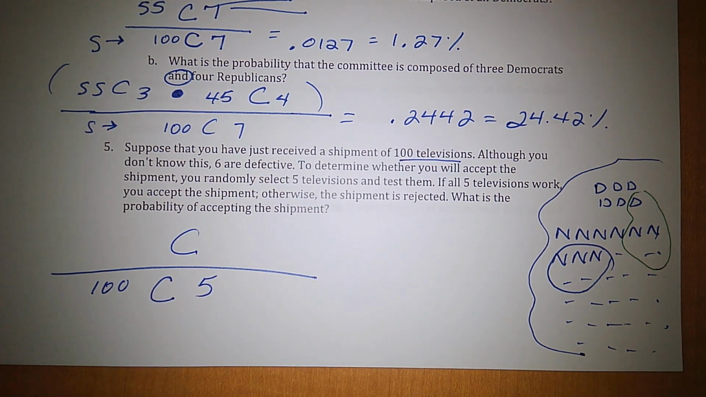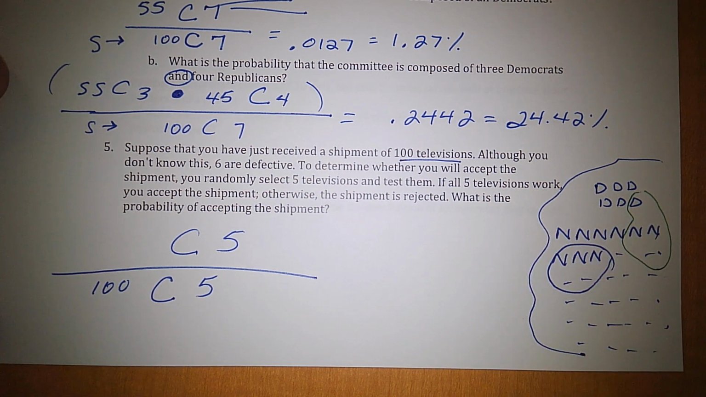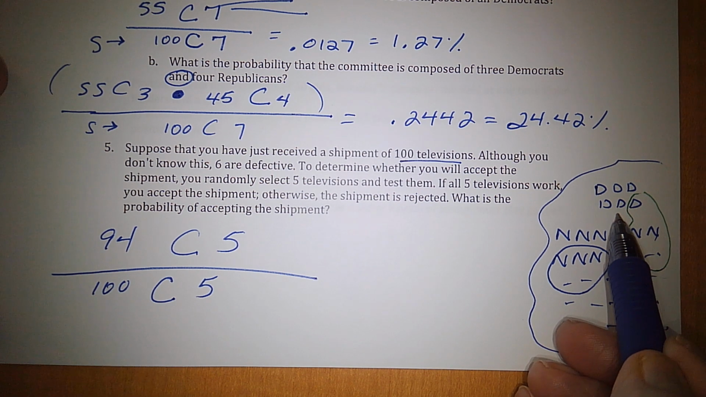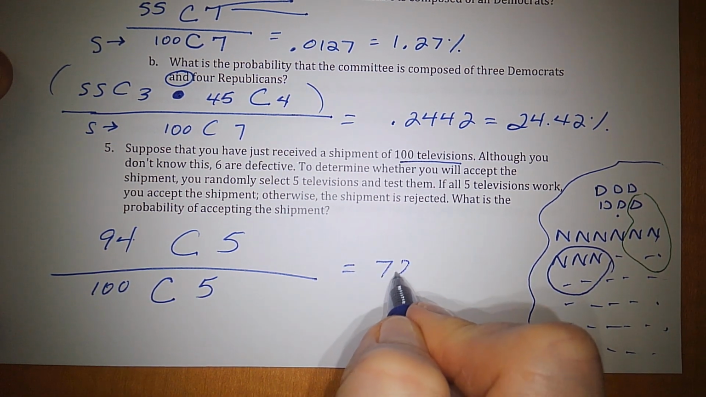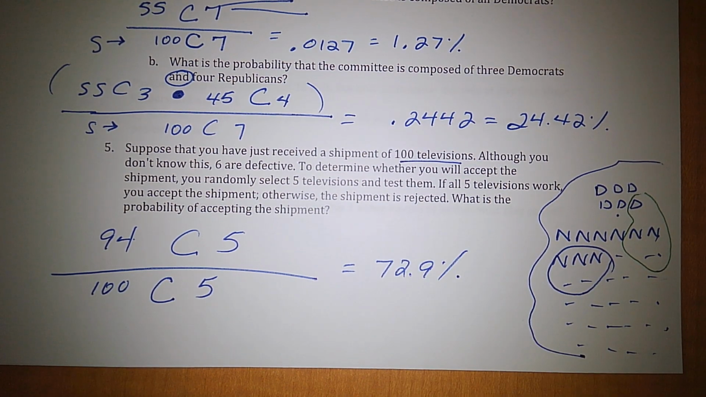Now up top, I want to make sure that I accept the shipment. So I'm going to select 5 out of just the televisions that are non-defects. If I counted all of these, there will be 94 non-defects, because remember 6 are defects, so that means the other 94 must be non-defects. And this is going to give me a 72.9% chance of accepting a shipment.